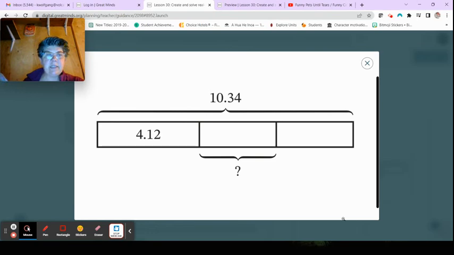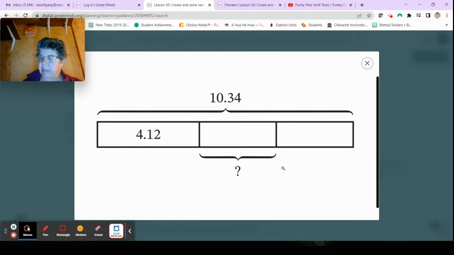Noah has $10.34. He buys a toy that costs $4.12. He spends the rest of his money when he buys 2 sandwiches. See the relationship between the two here? Each sandwich costs the same amount. How much does each sandwich cost? Oh, yeah, that one's pretty good, right? So then you would have to subtract $4.12 from $10.34 and divide what you have left by 2 to find out how much each sandwich costs.